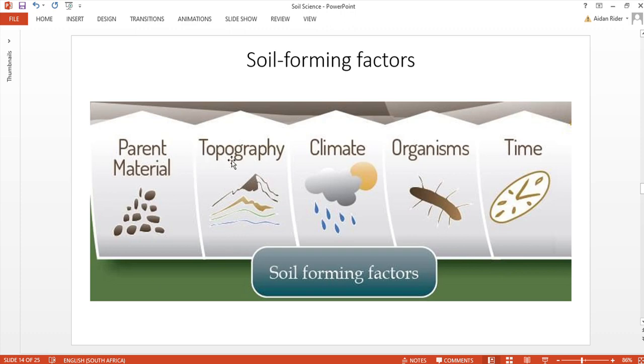Then things like topography also influence it. I'll go into more detail with each one. Topography, climate, your biological organisms, and also time. Most of these take a long time to evolve. The soil takes a long time to be created.